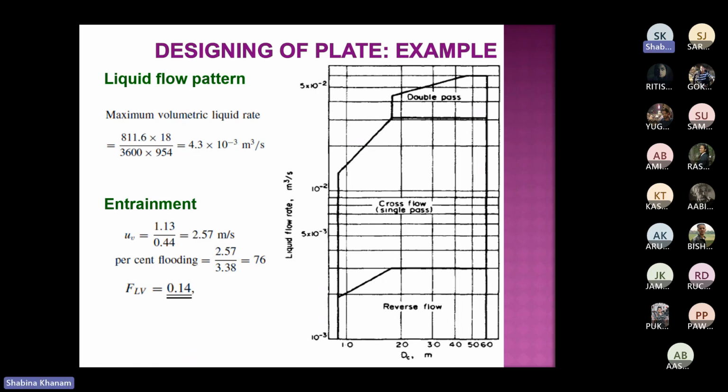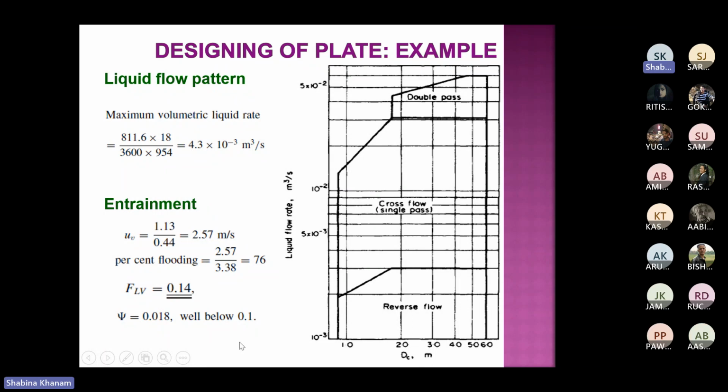What location are we considering? Bottom plate, right? So for that bottom plate, we have considered L prime, otherwise we should consider L. And this FLV we can have for the bottom plate only, and we can see this psi value from the graph, and that should be less than 0.1.